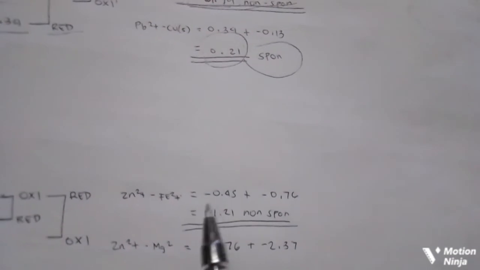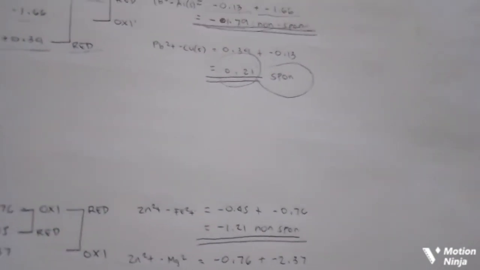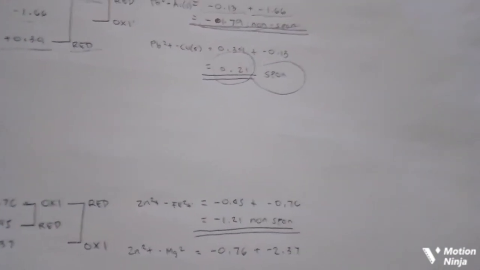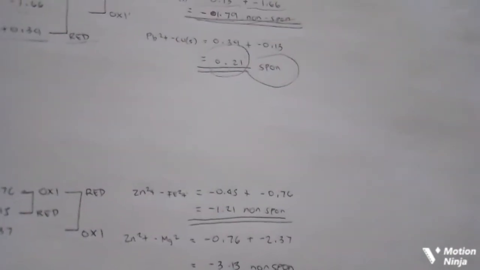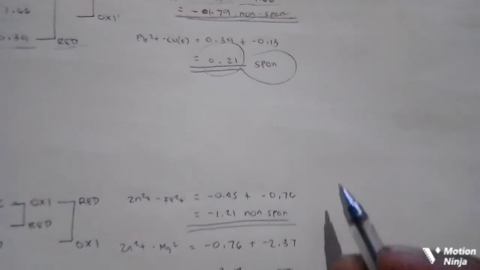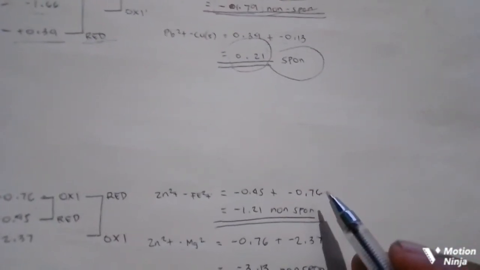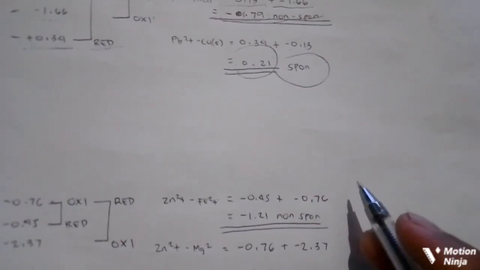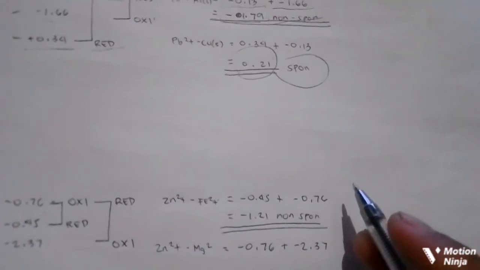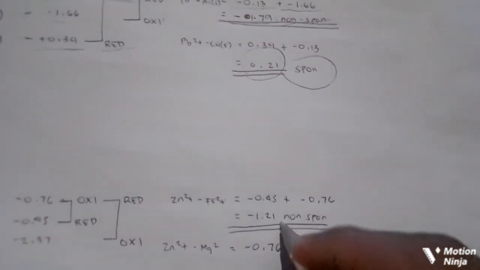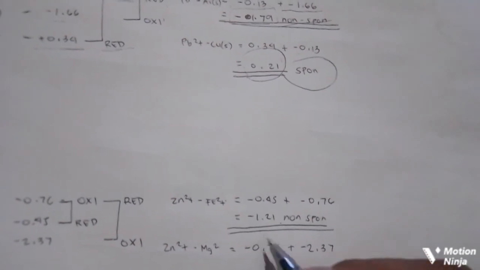Here, the calculation uses the formula E cell equals cell potential of reduction plus cell potential of oxidation. Our reduction is negative 0.45 plus the negative 0.76 for oxidation, and we will have negative 1.29, which is non-spontaneous.